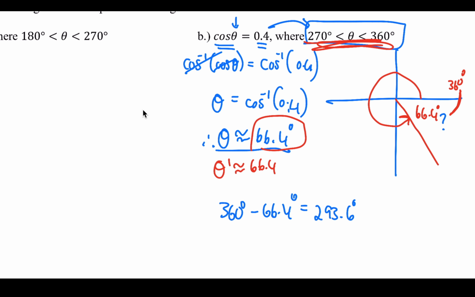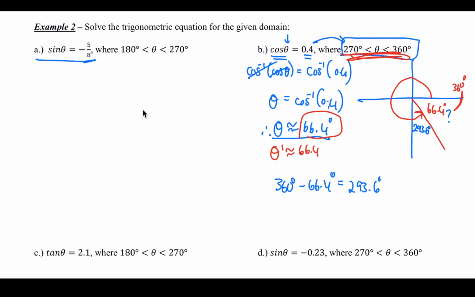Let me just double check myself. Yeah, 293.6 degrees. So this angle out here is 293.6 degrees. Now you'll notice in the first one, we actually added because I went past 180 to my reference angle. In this one, we're actually subtracting because I'm not quite at 360. So I'm saying it's 66.4 degrees less than 360. And remember, we're always working from the x-axis with reference angles. So if I go past, I add. If I'm not quite there yet, I subtract.